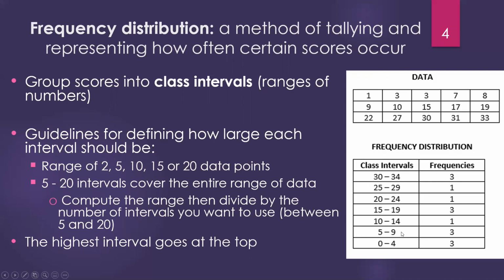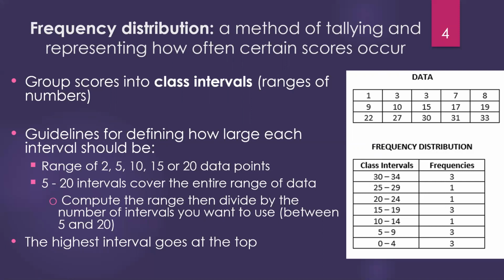How many values are between 5 and 9? 1, 2, 3. How many values are between 10 and 14? Here, there's just 1, right? So I hope that you get the idea of that. But the idea of a frequency distribution is just that you have these ranges of values in one column, and then the number of times that those values appear, how frequently they appear, called the frequencies, in the other column.